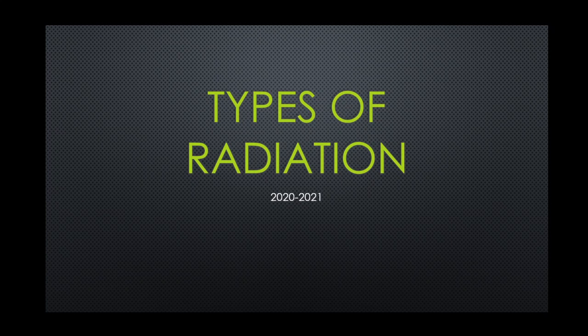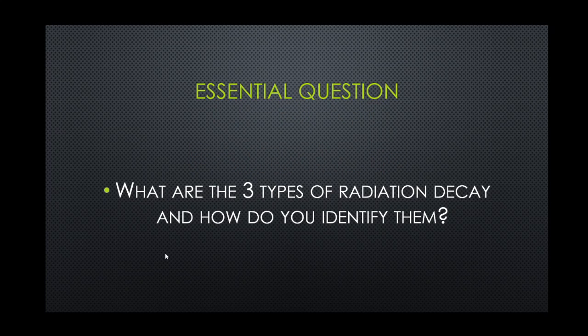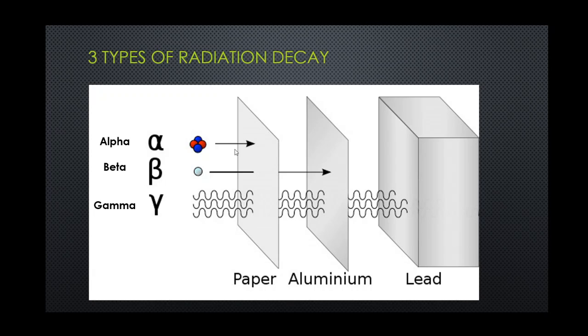So, types of radiation. Our essential question for these notes is, what are the 3 types of radiation decay and how do you identify them? That is the biggest thing as we go through this, is that I want you to be able to look at an equation for radiation decay and understand what type it is, be able to identify them. So there's 3 types we're going to talk about here.